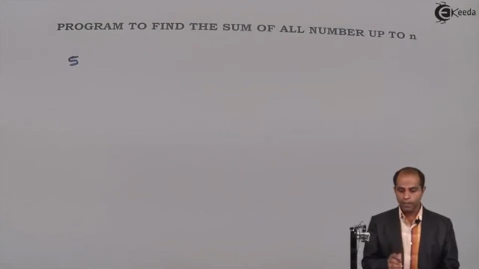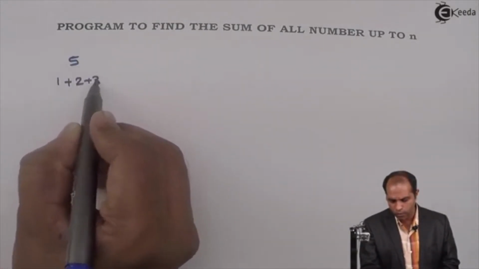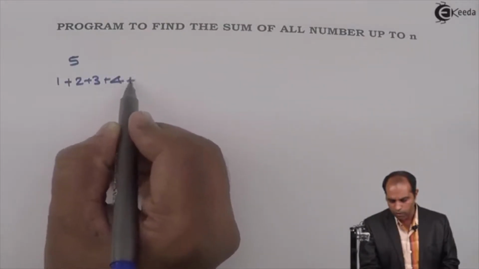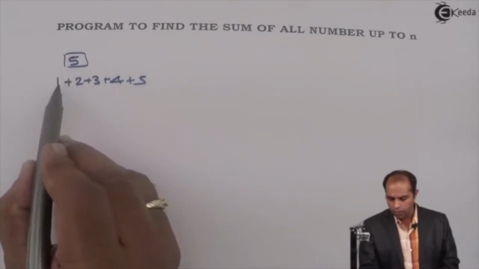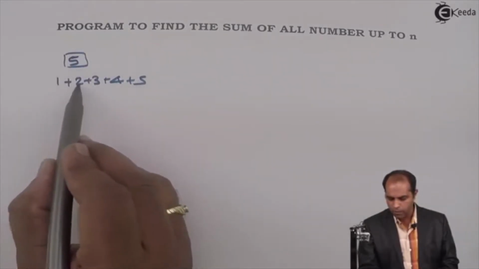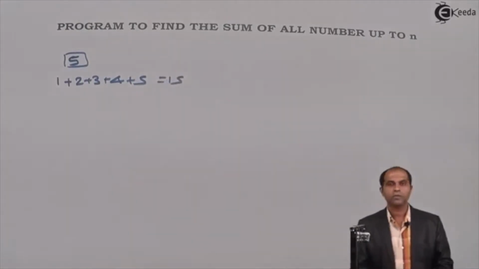My task is to add all the numbers from 1 to n, that is 1 plus 2 plus 3 plus 4 plus 5. So here, if the user says 5, I am supposed to print the sum as 1 plus 2, 3, 3 plus 3, 6, 6 plus 4, 10, 10 plus 5, 15.